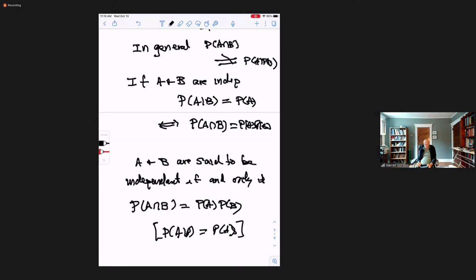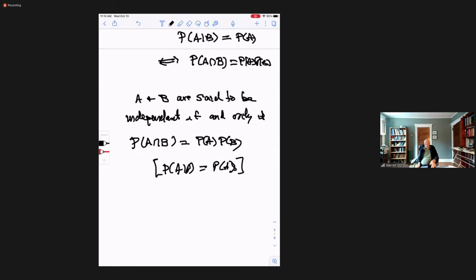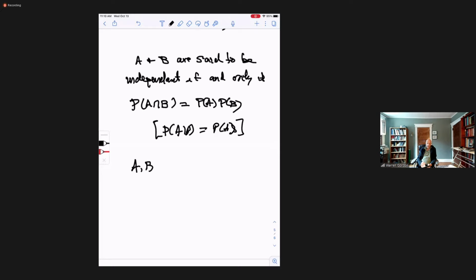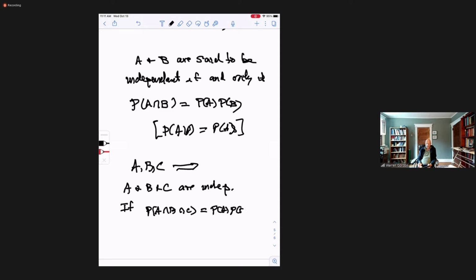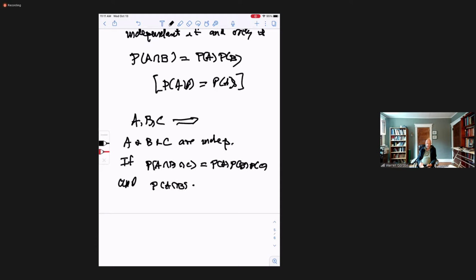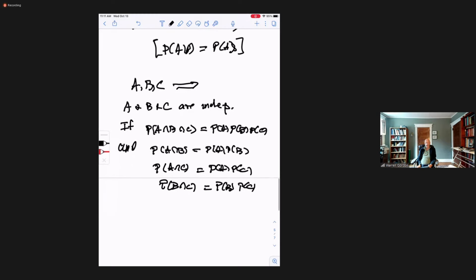Now, we generalize this definition, and I'll make some observations in a moment as well. Suppose I have three events, A, B, and C. A, B, and C are independent events, every one independent of every other, if P of A intersection B intersection C is equal to the product P of A times P of B times P of C, and P of A and B equals P of A times P of B, P of A and C equals P of A times P of C, P of B and C equals P of B times P of C. All possible probabilities of intersections are equal to that product.